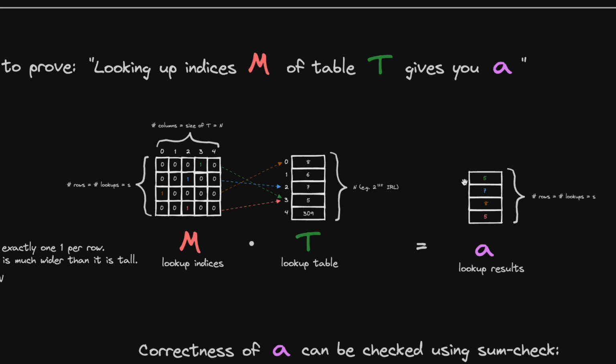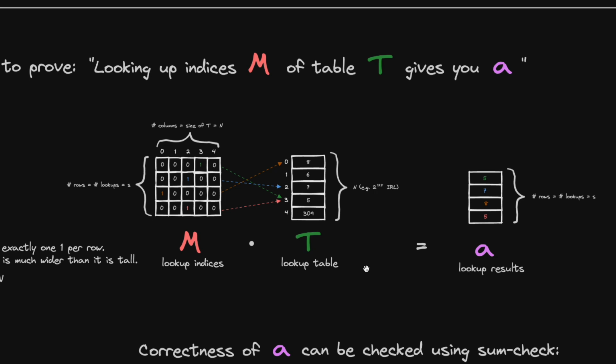contains a 5. Similarly, the second row of M has a 1 at index 2, so it's looking up the second entry of T, and A has the element 7 in its first index. In practice, T is potentially very big. You can think of it being roughly 2 to the 128 in size. And then, of course, M has to have n columns to match the size of T.